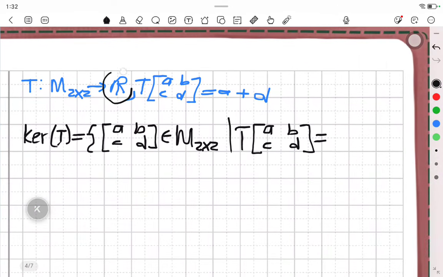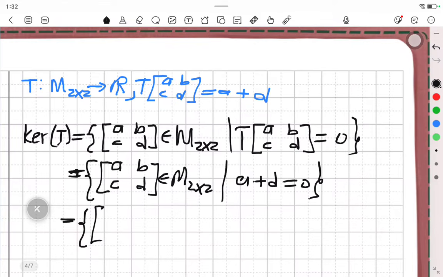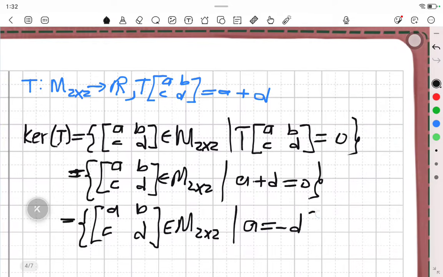But we check the other side. What is the space? It's 1. So we're going to have 1, 0 there. Then this is equal to, we keep this as it is. Then here we have A plus D, which is equal to 0. Then we have A, B, C, D, element of M22, such that A is equal to minus D.